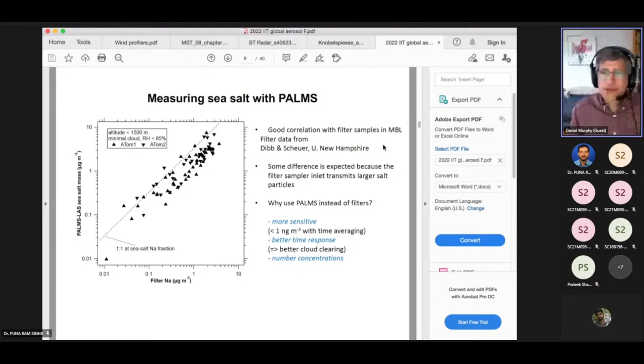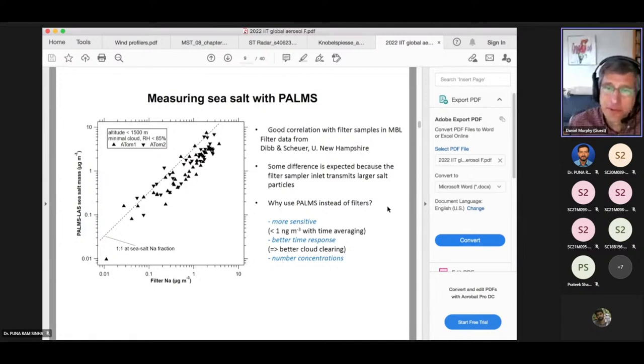But why should we use our data instead of theirs if theirs is more accurate? Ours is much more sensitive, a couple orders of magnitude more sensitive. And the other reason is we have better time response, and it's actually important. There's actually a problem sampling when the plane is flying through clouds, and their samples take like half an hour. So if the plane flies through a cloud for 30 seconds, you might have to throw out half an hour's worth of data, whereas with our instrument, we throw out 30 seconds worth of data if we're in cloud for 30 seconds.